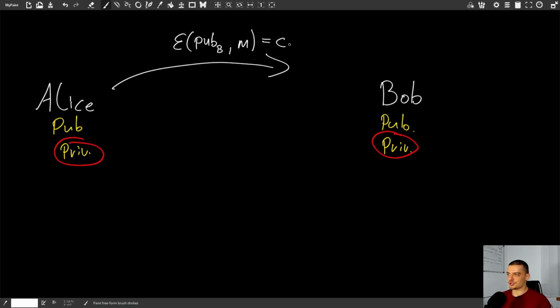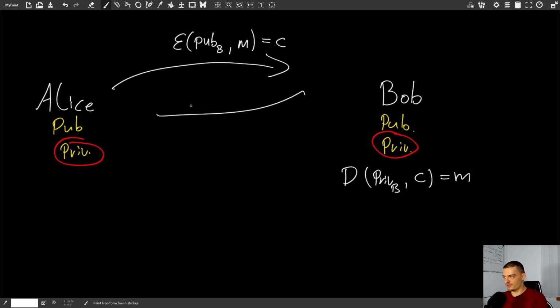Now, the keys are constructed in a way that when Bob now uses a decryption function to decrypt the cipher in order to get message M, what he has to pass into this decryption function is his private key. So private key Bob. So we don't pass the same key into the function to decrypt the message, but we just pass the corresponding private key. The only way to decrypt a message that was encrypted with Bob's public key is to use Bob's private key. And the other way around, if Bob now sends a message to Alice, he will encrypt the message with Alice's public key, and she will have to decrypt the message with the private key.